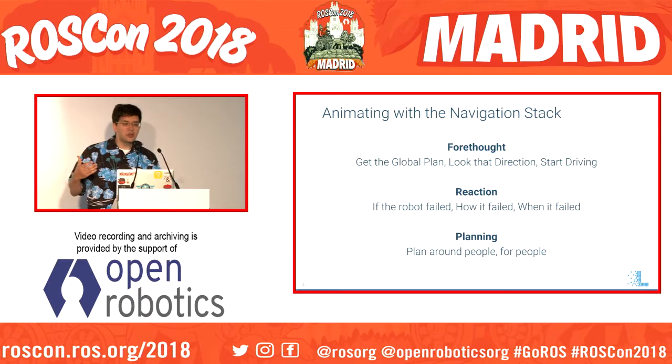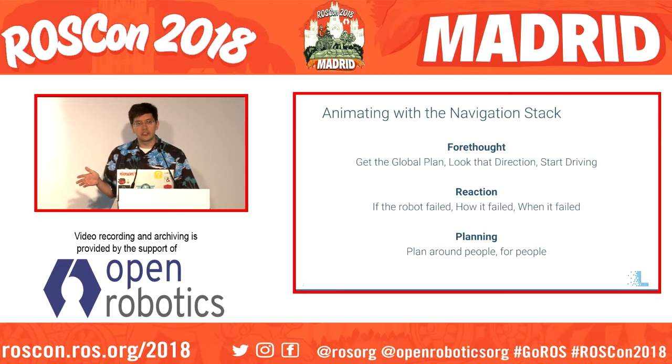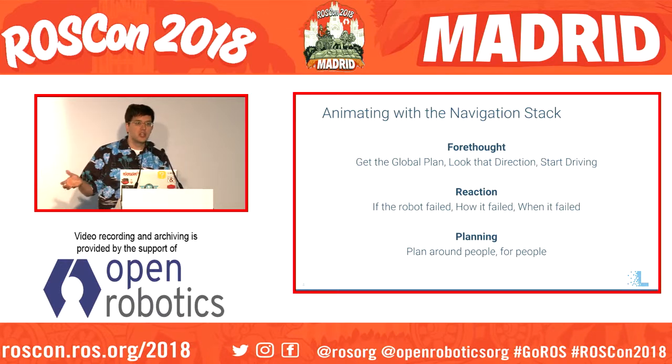So one of the things they did was have it look in the direction it was about to go. But that required getting the global plan, looking in that direction, and then starting to drive. But the way move base works is it would automatically get the global plan and pass it directly to the local planner. And so there was no way to get it to look that way before moving.